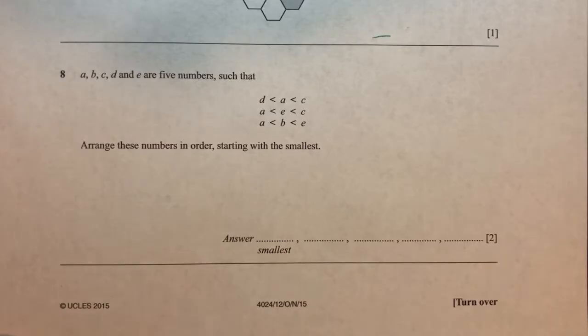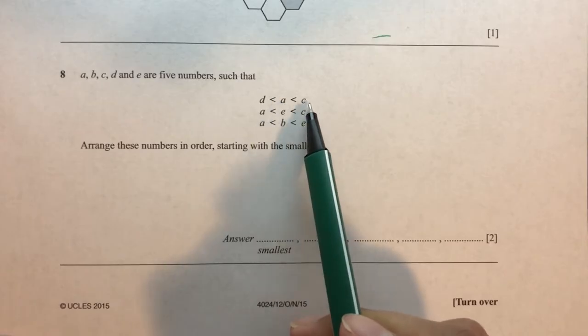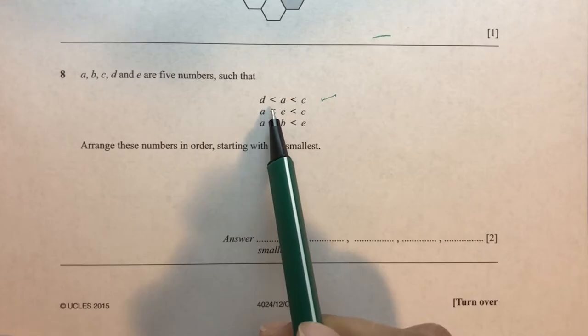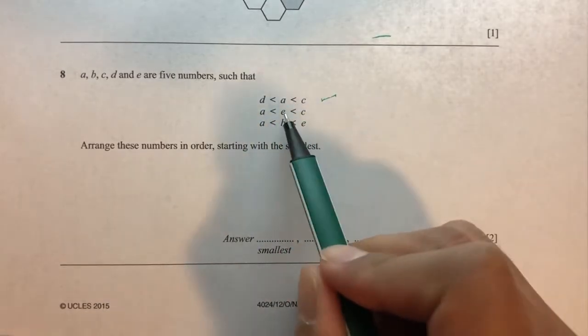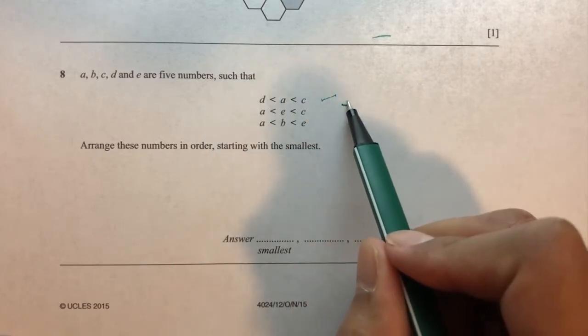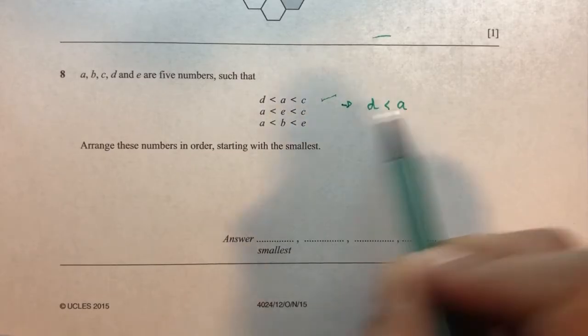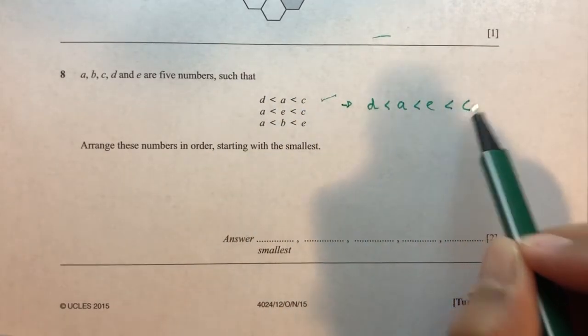Question number 8, we have A, B, C, D, and E, 5 numbers such that we have these 3 inequalities. The first one is D is less than A, which is less than C. Then we look at this one: A is less than E, which is less than C. So what does that mean? We can add this to the first one. So you will observe that D is less than A, and A is less than E, which is less than C. So we have this now.